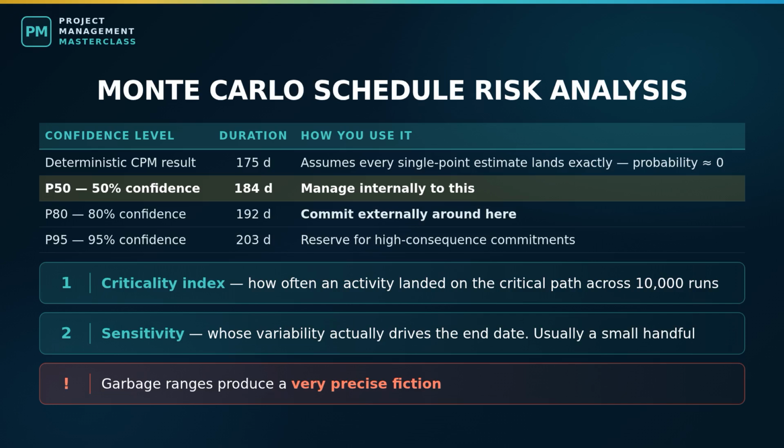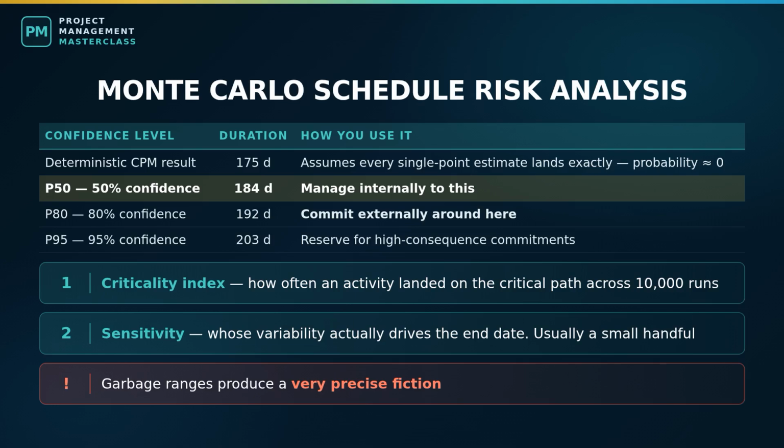First, confidence levels. Instead of 175 days, you get 50% confidence at 184 days, 80% at 192, 95% at 203. Now you can have an adult conversation about commitment. You commit externally at 80 or 90%, manage internally to the 50% number, and the difference between them is your schedule reserve, quantified rather than guessed.